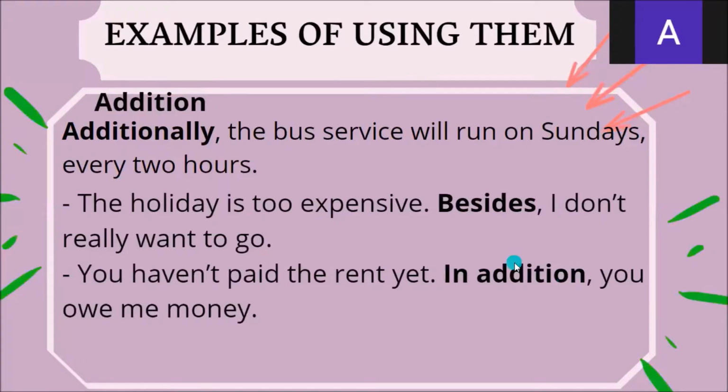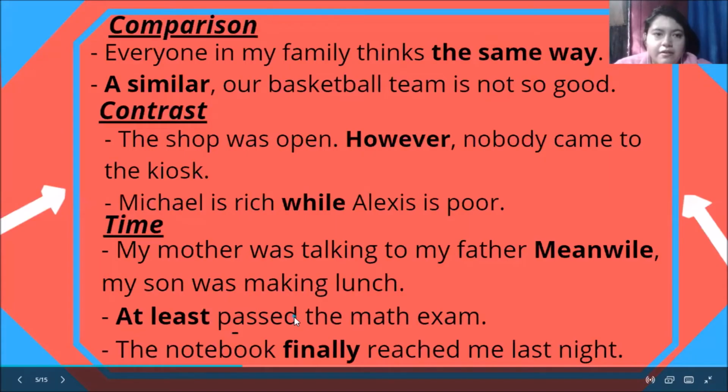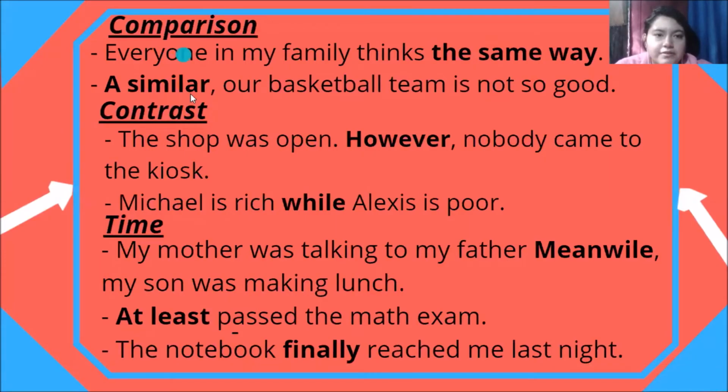Here we have some examples of using them. For example, addition: additionally, the bus service will run on Sunday every 2 hours. The holiday is too expensive. Besides, I don't really want to go. Or, you haven't paid the rent yet. In addition, you owe me money. Another example is comparison: everyone in my family thinks the same way, or similarly, our basketball team is not so good.